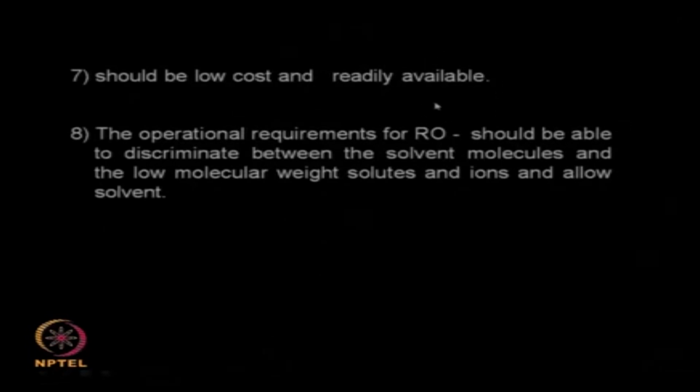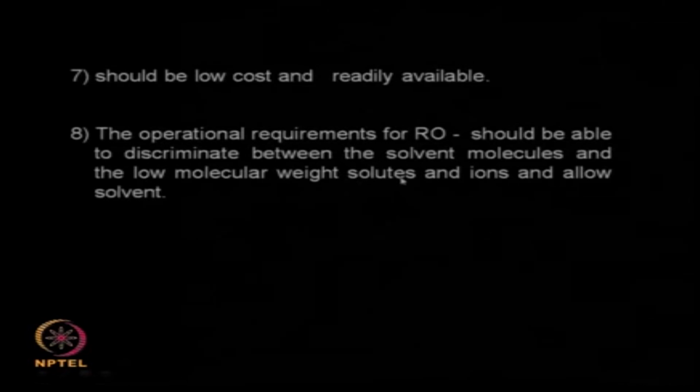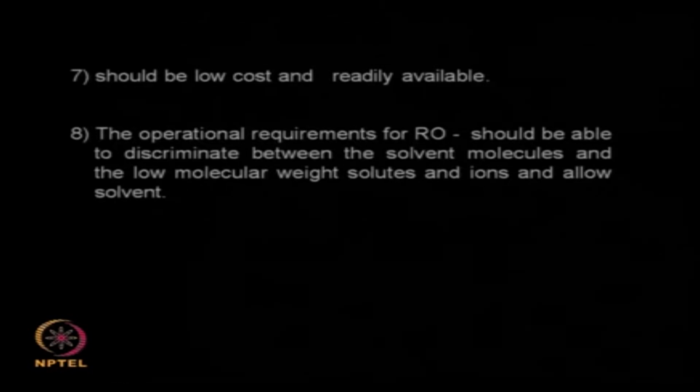If we take a reverse osmosis membrane where we are removing dissolved monovalent salts, where we are applying very high pressure, it should be able to discriminate between the low molecular weight solutes and ions and the solvent. So the solvent should be passing through the membrane, whereas these very small ions or low molecular weight solutes should be retained by the membrane. So it should have that differentiating capacity, because we are working at molecular sizes of solvent as well as smaller ionic sizes.